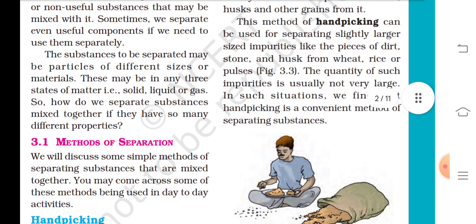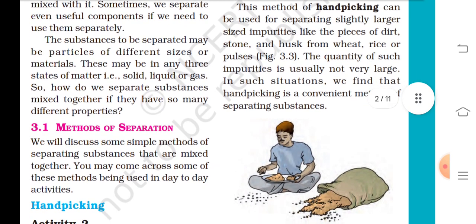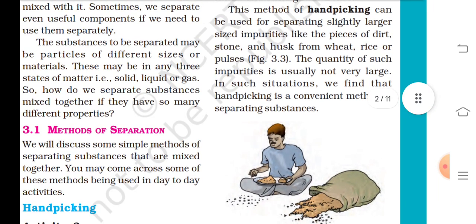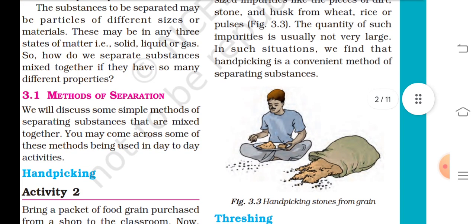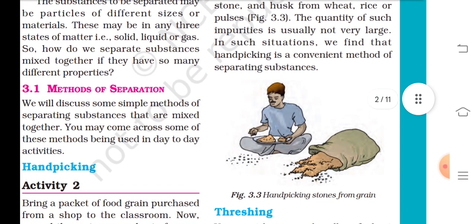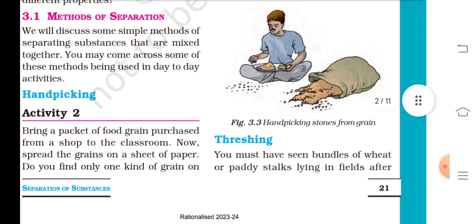This method of hand picking can be used for separating slightly larger impurities like pieces of dirt, stone and husk from wheat, rice or pulses. The quantity of such impurities is usually not very large. In such situations, we find that hand picking is a convenient method of separating substances.